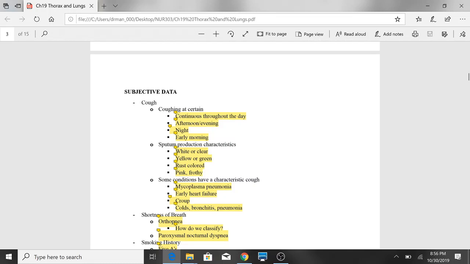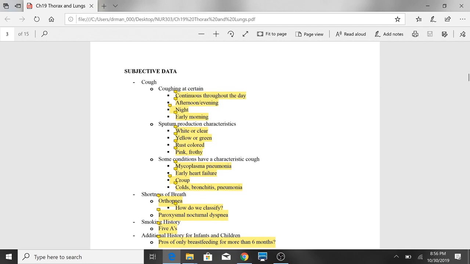There are also sputum color and production characteristics. If it's white or clear, it'd be like a cold, bronchitis, or viral infection. If it's yellow or green, a bacterial infection. Rust color could be TB or pneumococcal pneumonia. And if it's pink and frothy, it'd be pulmonary edema.